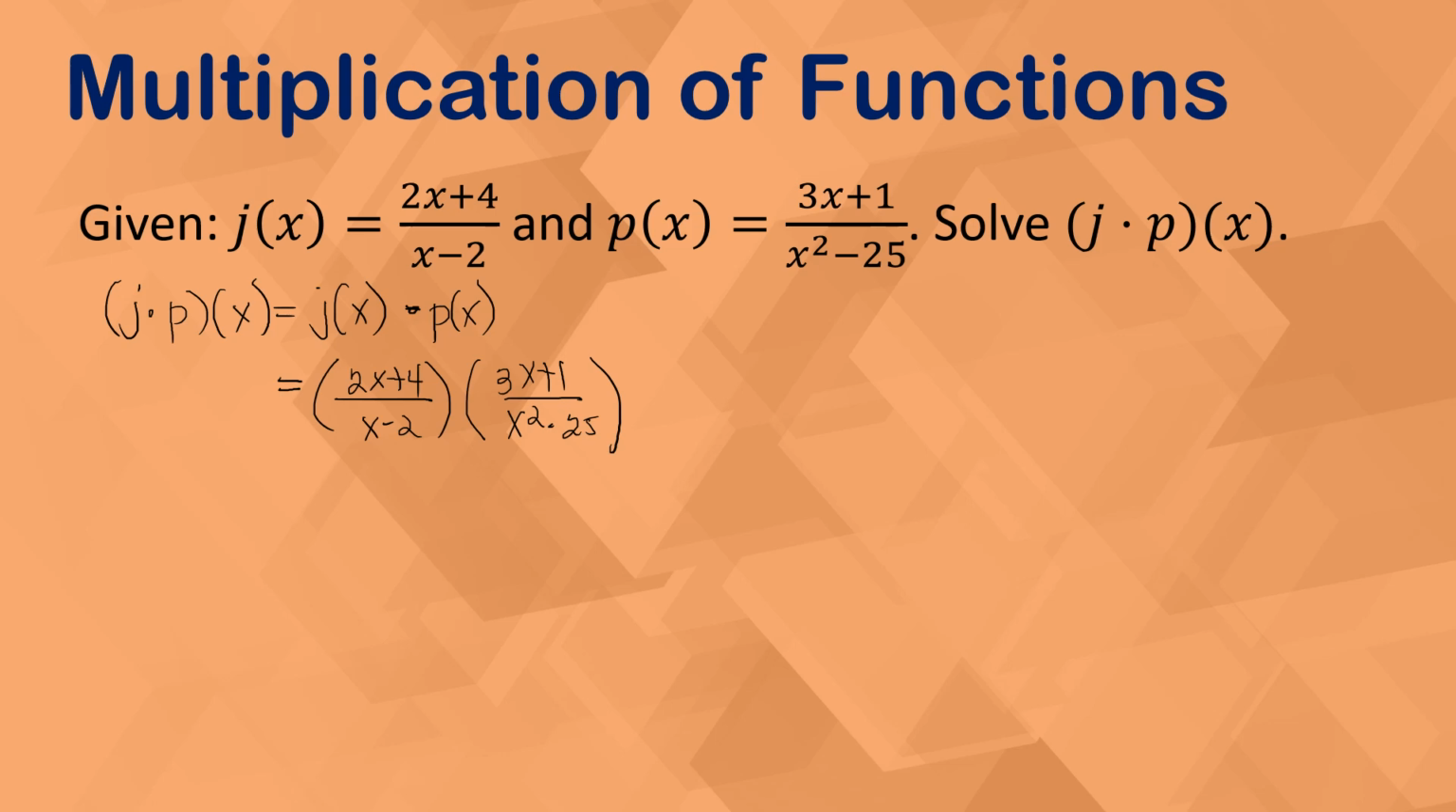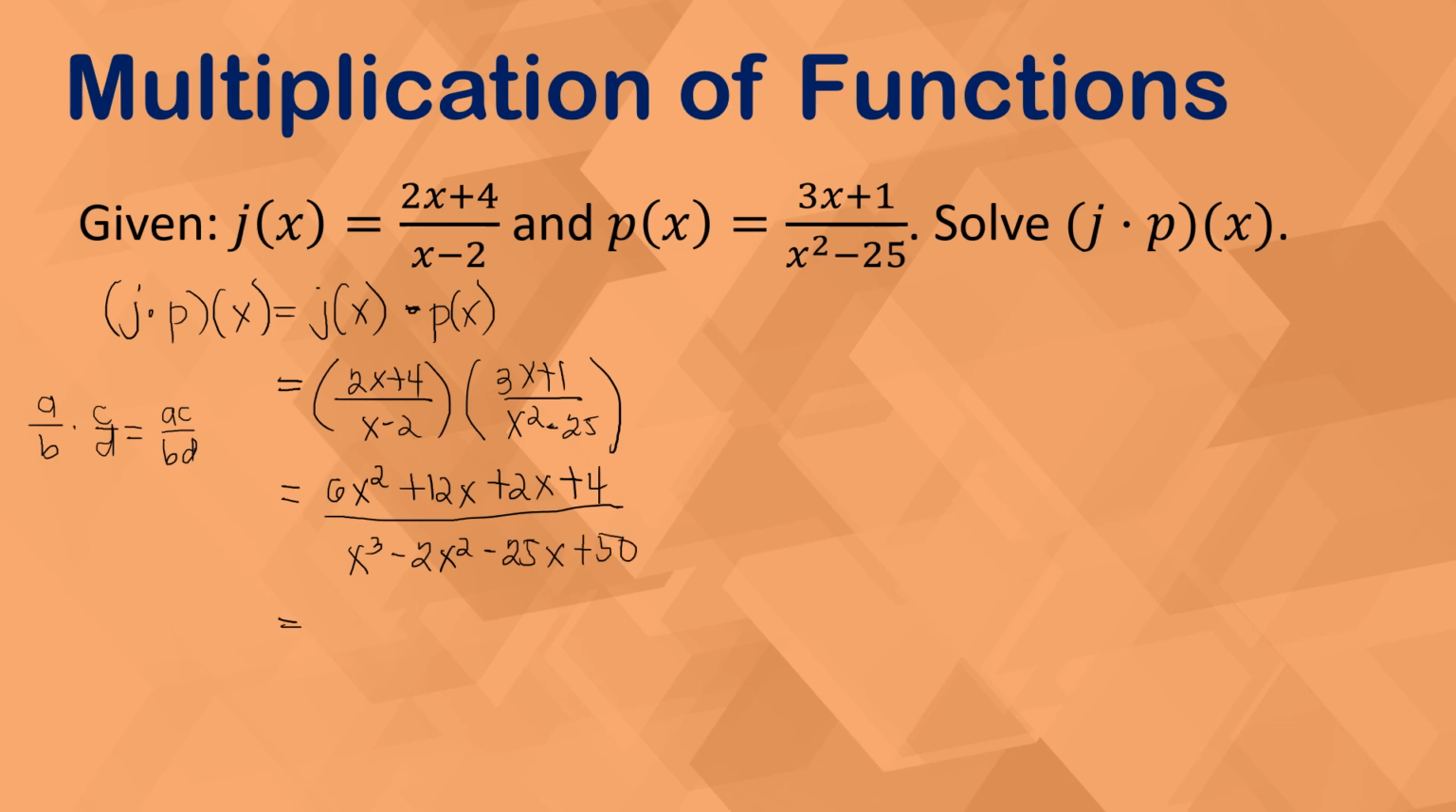When we deal with examples like this, you have to recall how to multiply fractions. So we have here a over b times c over d is equal to ac over bd, meaning numerator by numerator, denominator by denominator. So we multiply the numerator first. 2x times 3x is 6x squared. 4 times 3x is 12x. 2x times 1 is plus 2x, and 4 times 1 is positive 4, over, we now multiply the denominator. X times x squared is x cubed. Negative 2 times x squared is negative 2x squared. Positive x times negative 25 is negative 25x, and negative 2 times negative 25 is positive 50.